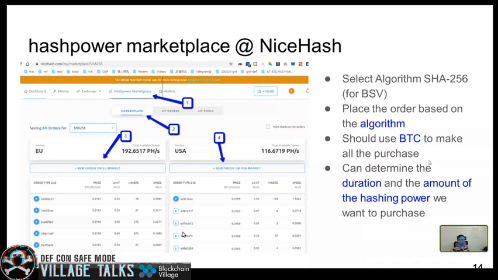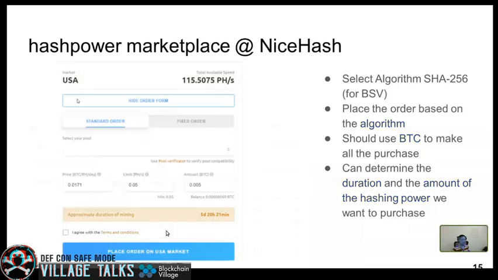And use Bitcoin to pay for the purchase. This is all this marketplace accepts. You can determine the duration and the amount. This is an order form, and you can determine the price. You set a limit price, a limit hash power, and the amount you're going to pay. You can select your mining pool, and choose the duration and the amount of hashing power you want to purchase, and then just place the purchase.